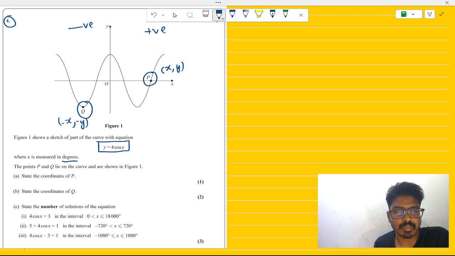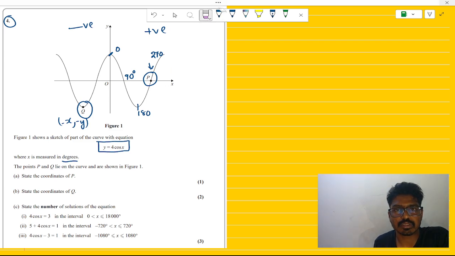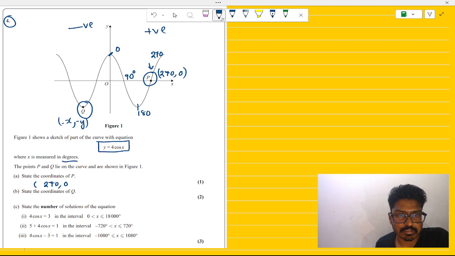For the point P, we can see this is basically the cos curve. So it will start with 0 degree, this will be 90 degree, this will be 180 degree, and this will be 270 degree. So we can say that this coordinate will be 270 and then the y-axis will be 0. Therefore we can write the coordinate of P will be 270 and 0.